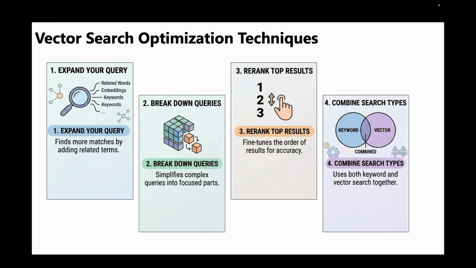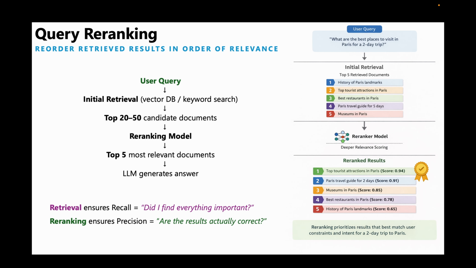In this episode of Vector Search Optimization Techniques, we will learn about query re-ranking. In query re-ranking, we take the initial results returned by the vector search and then reorder them to surface the most relevant items at the top, using specialized models that are called re-rankers.